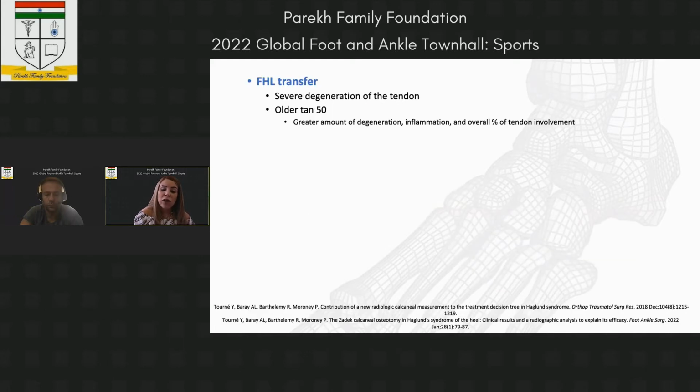Other additional procedures we can also do are the FHL transfer. This should not be done primarily in all patients. It's just for patients who have a severe degeneration of the tendon, usually older patients, who have a greater amount of degeneration, inflammation, and overall percentage of tendon involvement.